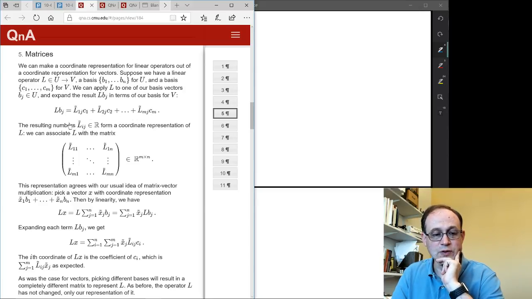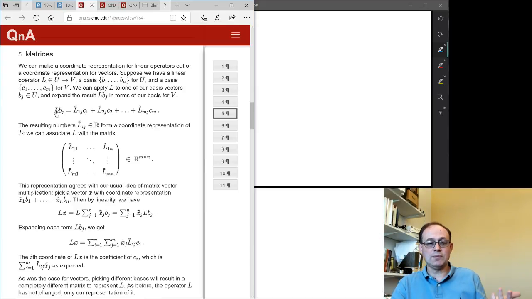Right? And if we do that for all possible Bj from 1 to n, we'll get a matrix, an m by n matrix, whose L tilde ij is a generic element. And what that will mean is that it's the coefficient of Ci in the representation of L times Bj, or L applied to Bj.